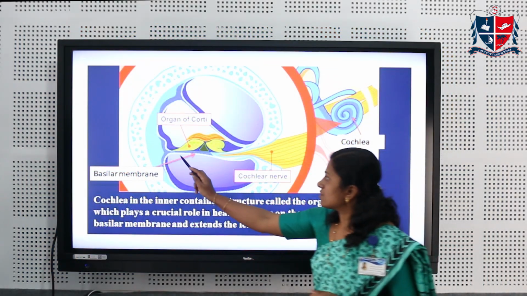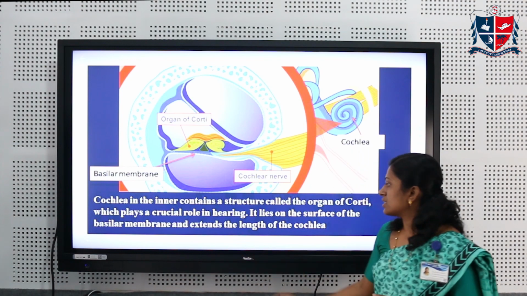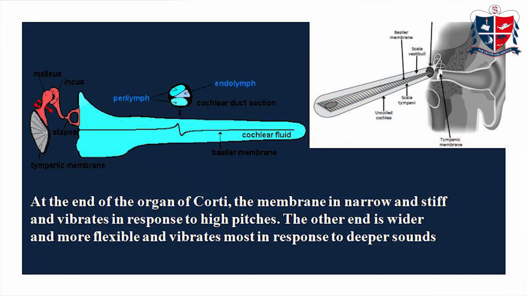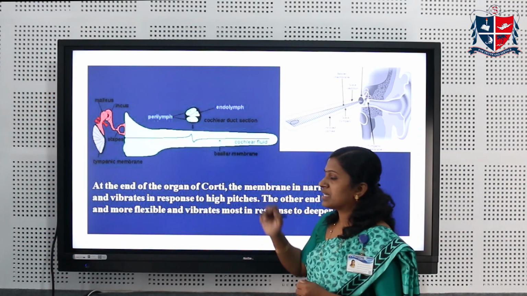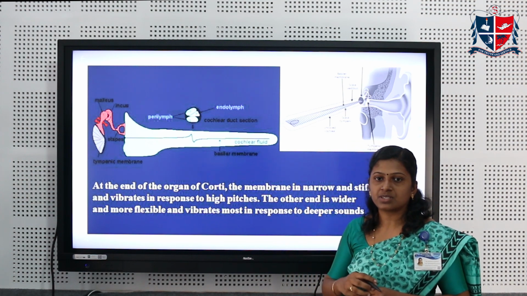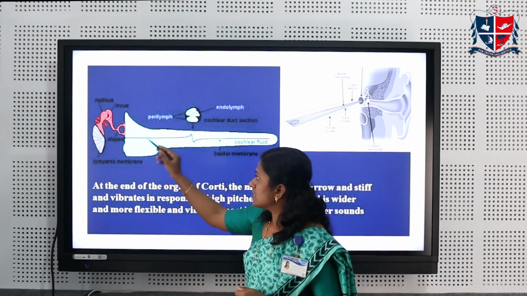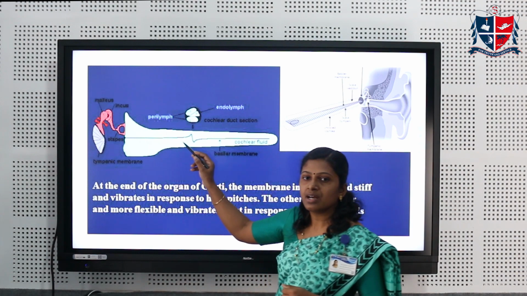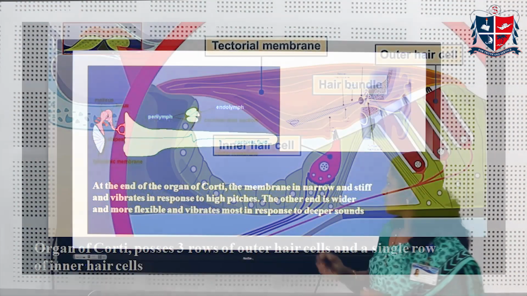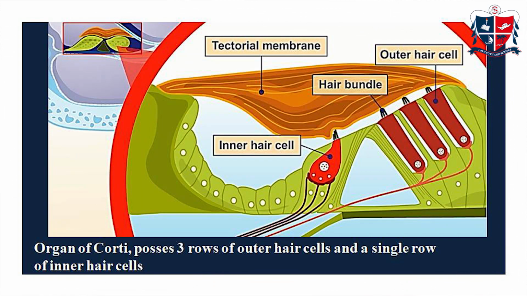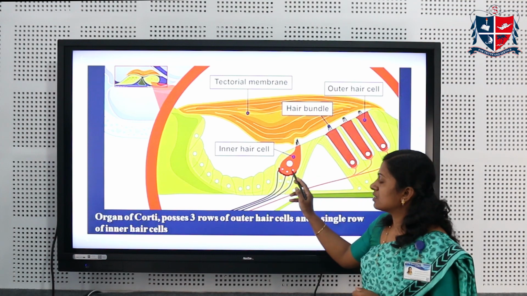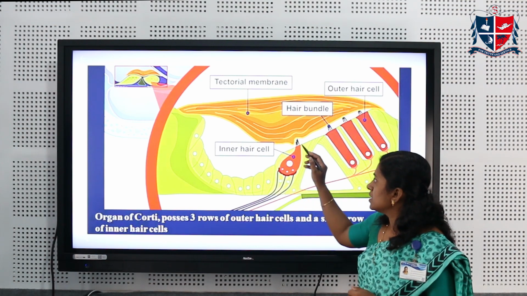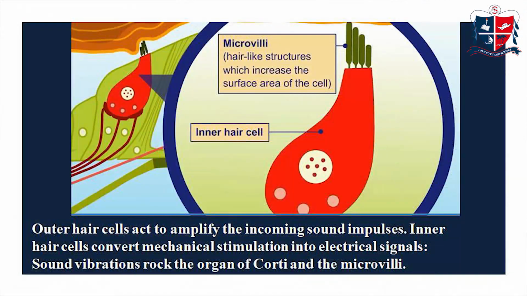It lies on the surface of the basilar membrane and extends along the length of the cochlea. At one end of the organ of Corti, the membrane is narrow and stiffer and vibrates in response to high-pitched sounds, whereas at the other end, it is broader and more flexible and responds to deeper sounds. The organ of Corti possesses three rows of outer hair cells and a single row of inner hair cells with a tuft of cilia at the tip.